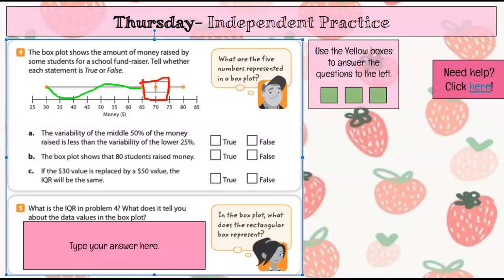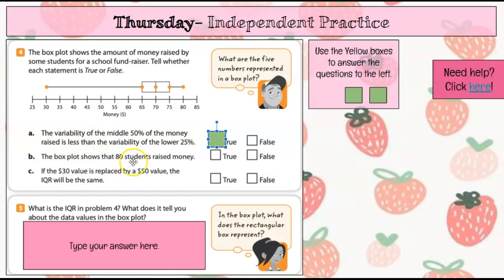And that is true. So there is definitely less variability in the middle of our box than how far along that line is from our minimum. So we can say here that this is true. There is less variability in the middle 50% than in the 25% that is at the beginning.